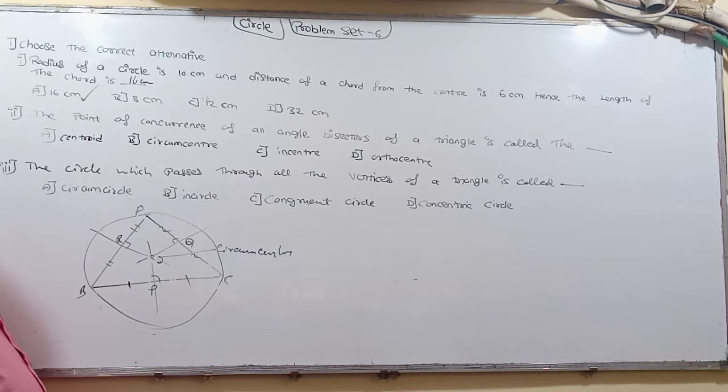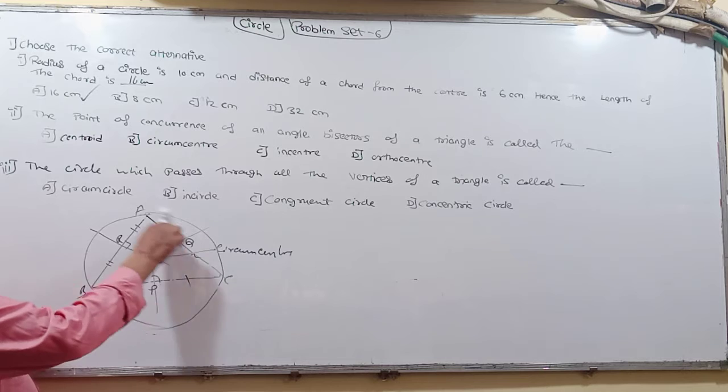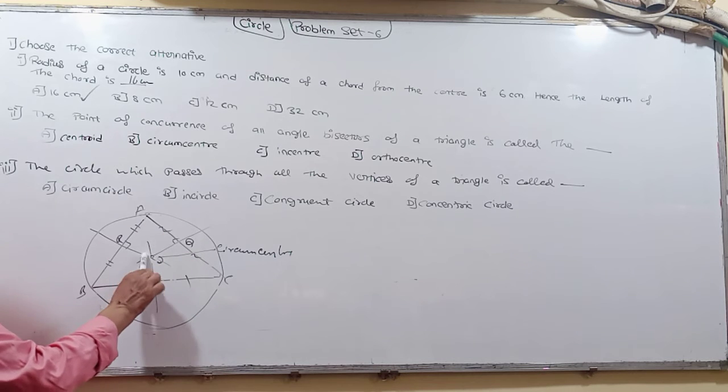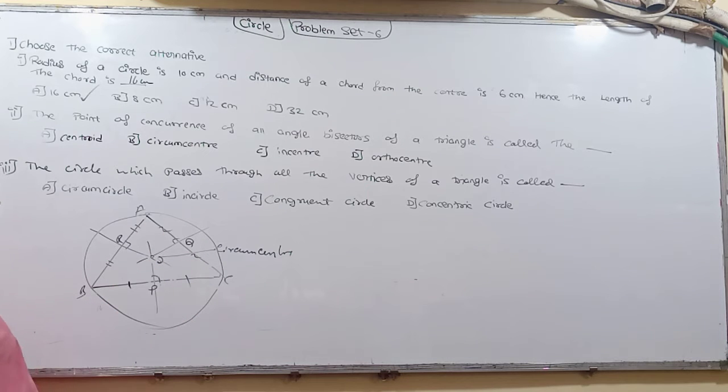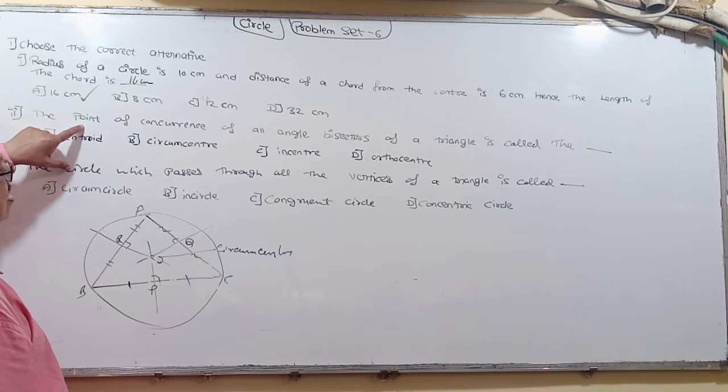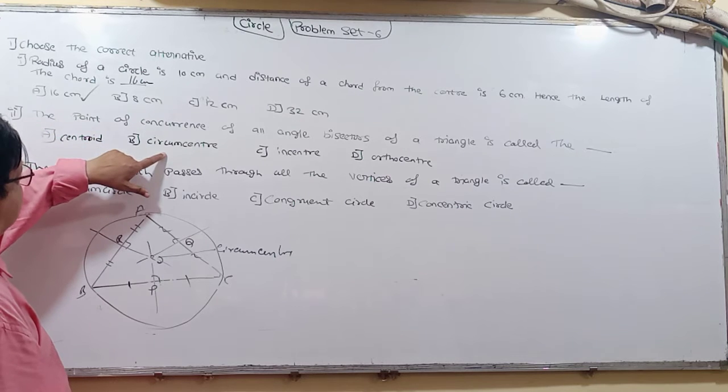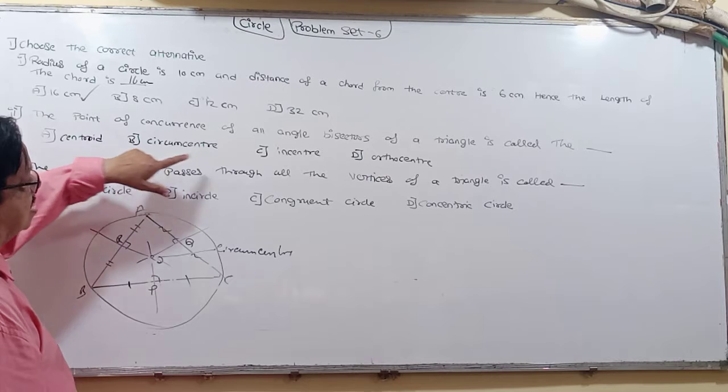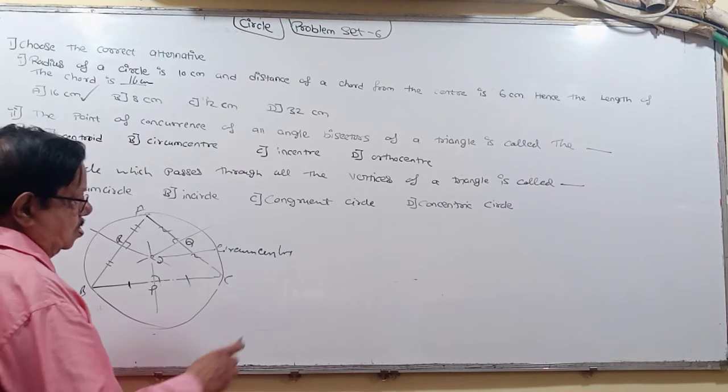Just understand this, because this construction we did not do; we will all do the construction together. So this is the circumcircle passing through all the vertices. This is the circumcenter. So what is the question? Find the concurrence of all the angle bisectors of the triangle. Circumcenter is not it. That will be called the incenter.